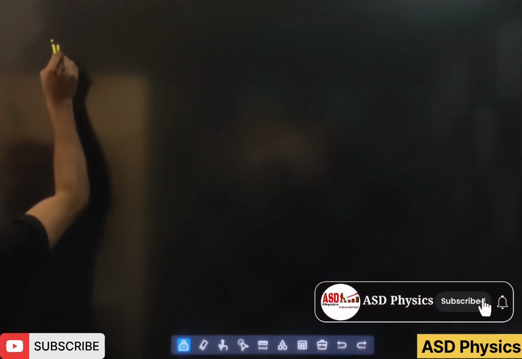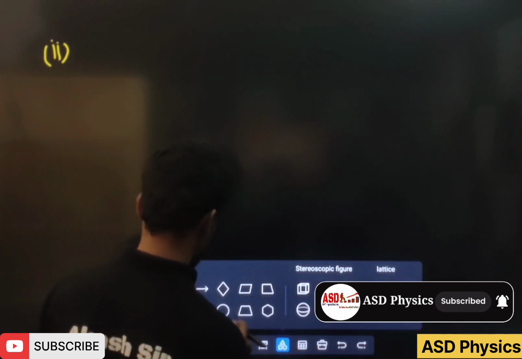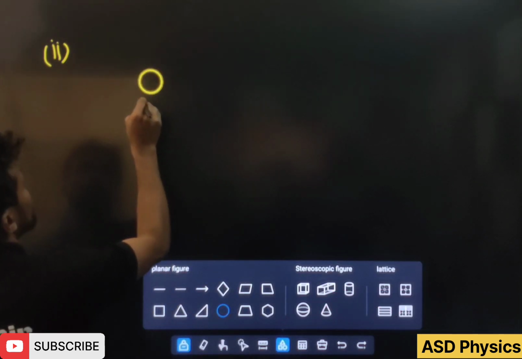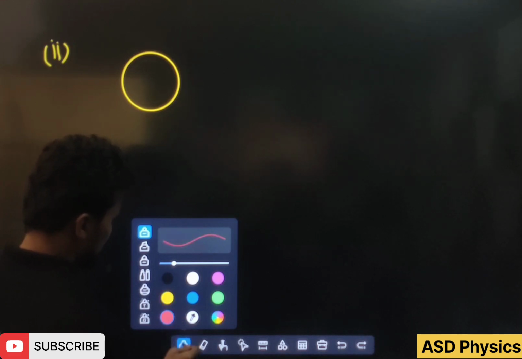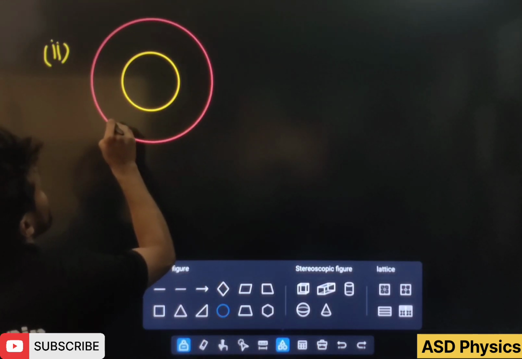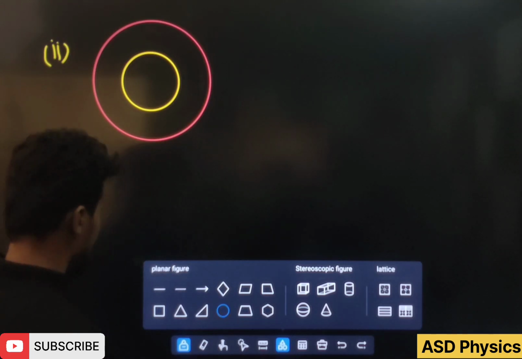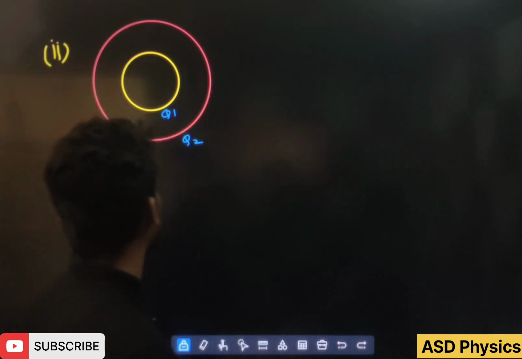See here, the second one. In this situation, students, I have taken two conductors like this, and we have given some charge. Let's say I have given charge Q1 here, and charge Q2 here. So remember that some basics are there.